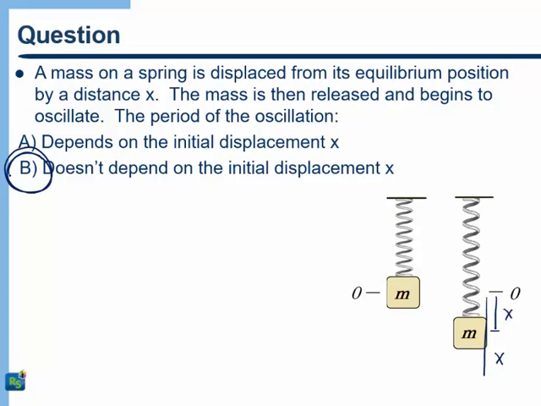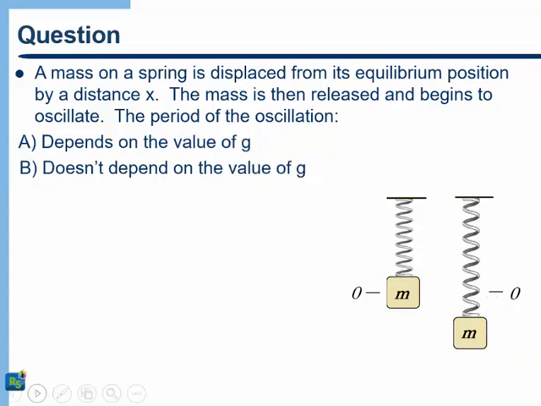However, one of the things that we've talked about in a previous video is that the force that a spring exerts is equal to negative kx. So the bigger we displace the spring from equilibrium, the greater the force is trying to get it back towards equilibrium. And that's part of what explains why it is that in fact it doesn't depend on the initial displacement.